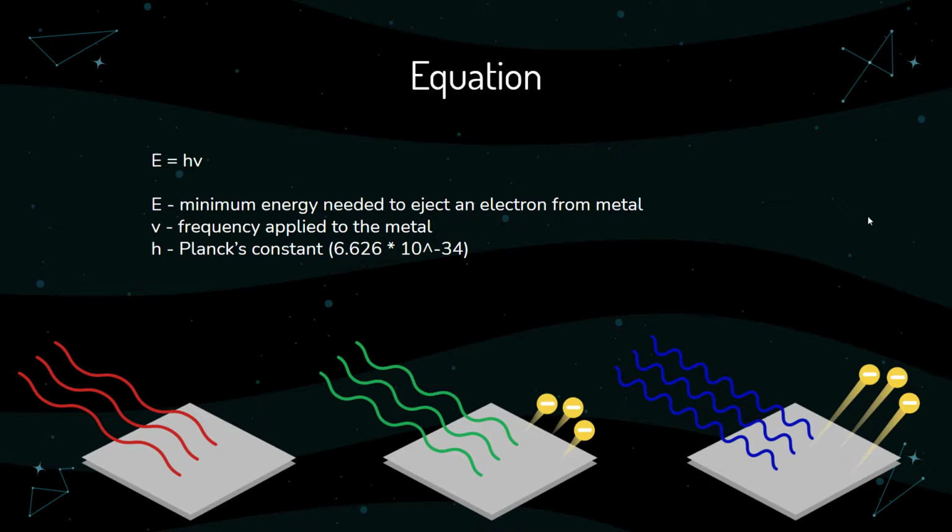So here's the equation. It is E equals hv, and as said earlier, light striking metal causes this effect, but it doesn't occur when just any light hits a metal. So when determining whether or not this effect can take place, you have to use this equation basically. E is the minimum energy needed to eject an electron from metal. V is the frequency that is applied to that metal, and H, of course, is Planck's constant, 6.66 times 10 to the negative 34.